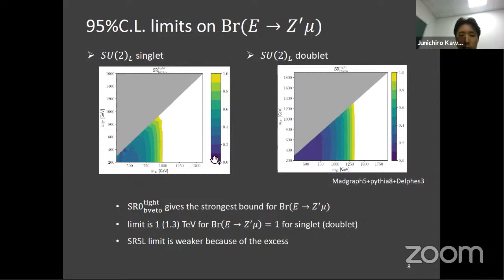This looks very strong in spite of it being just an electroweak particle. And of course, if the branching fraction is smaller, then the limit is weaker. For instance, if the branching fraction is about 0.6 or 0.7, the limit is about 750 GeV. This is still strong. I note that the limit from the signal region requiring 5 or more leptons is much weaker because of the excess. Also, the other model predicts that many processes produce only 4 muons.